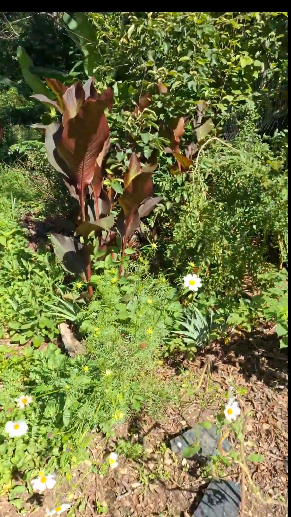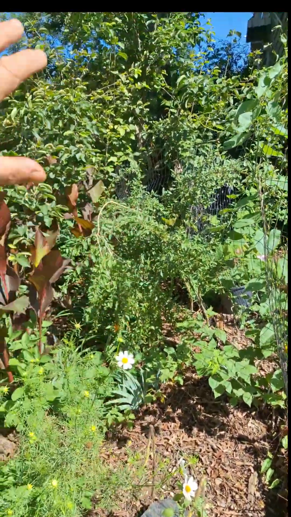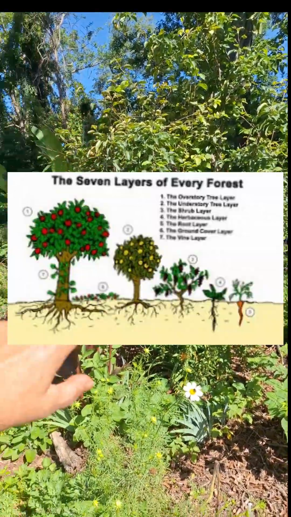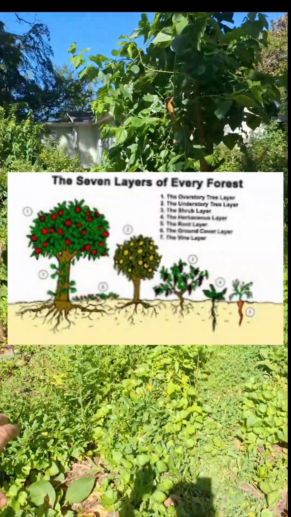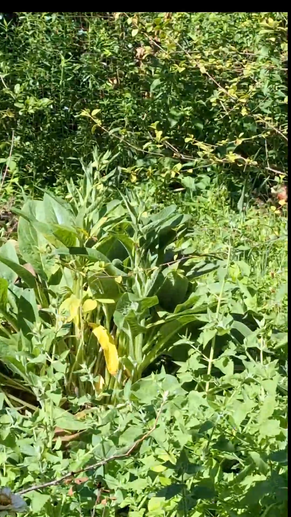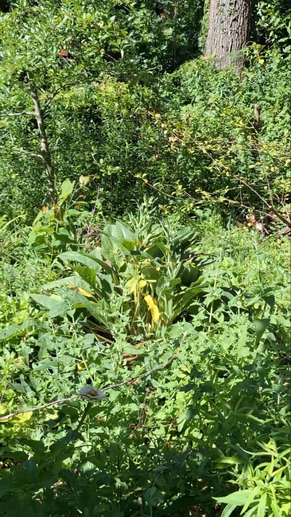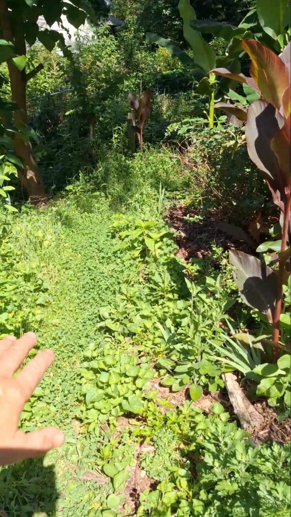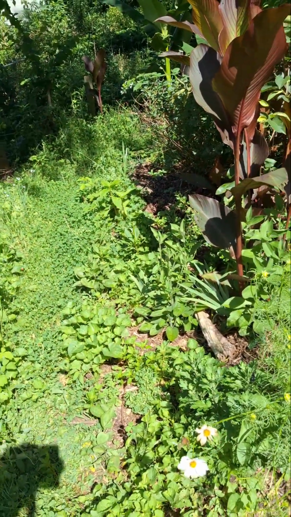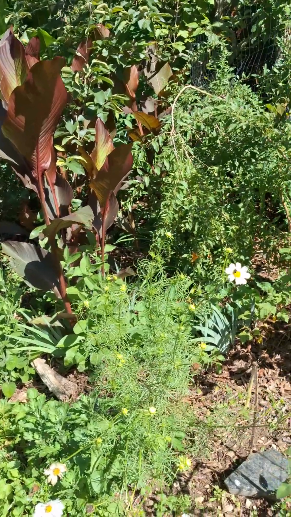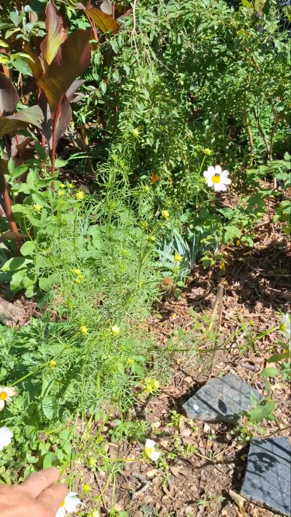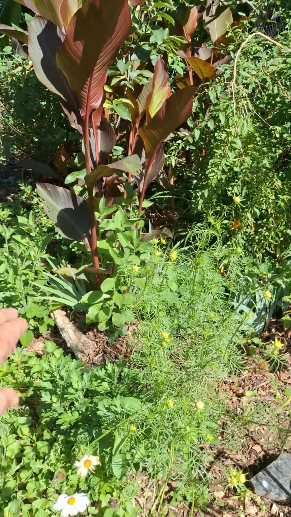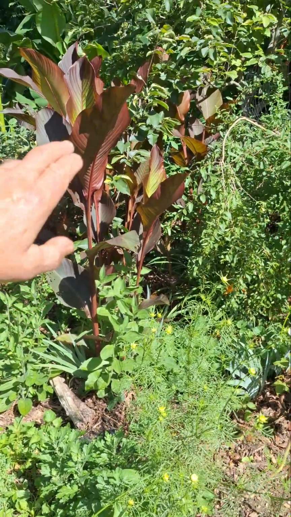So right here we'll look, and just in this small area, we can see all 7 layers of a food forest. We have rooting crops, comfrey. There are ground covers, like this clover in the path. There's the herbaceous layer with our annual flowers, like these cosmos, perennial flowers, like the chrysanthemums, the black-eyed Susans, the canna lilies.